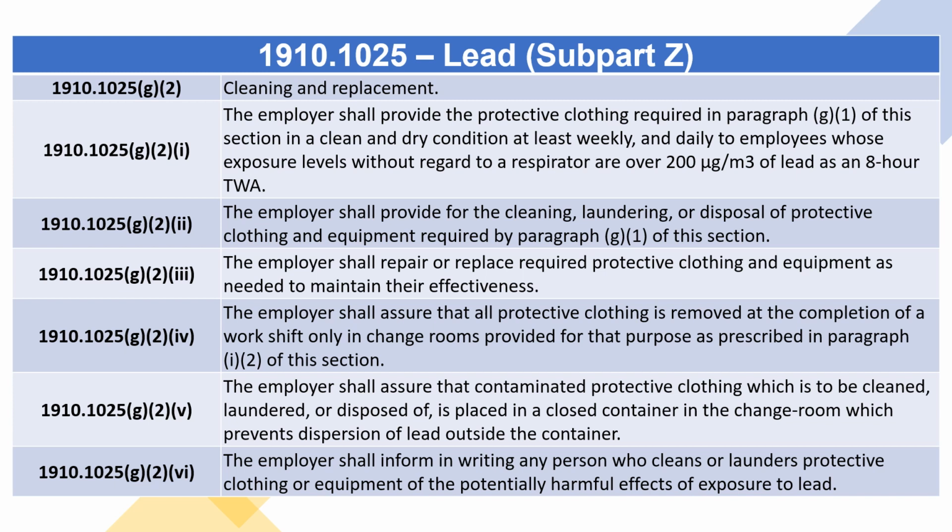The employer shall provide for the cleaning, laundering, or disposal of protective clothing and equipment required by paragraph G1 of this section. The employer shall repair or replace required protective clothing and equipment as needed to maintain their effectiveness. The employer shall assure that all protective clothing is removed at the completion of a work shift only in change rooms provided for that purpose as prescribed in paragraph I2 of this section.